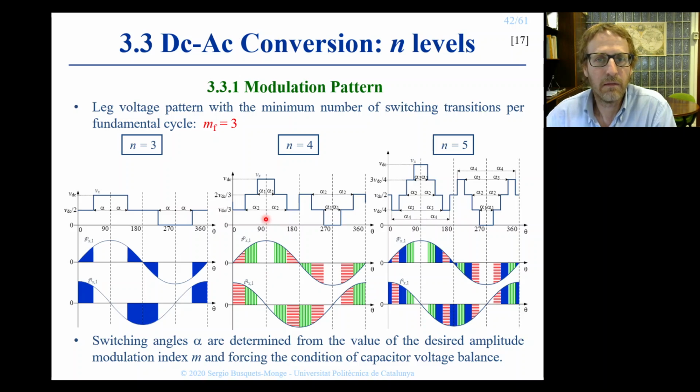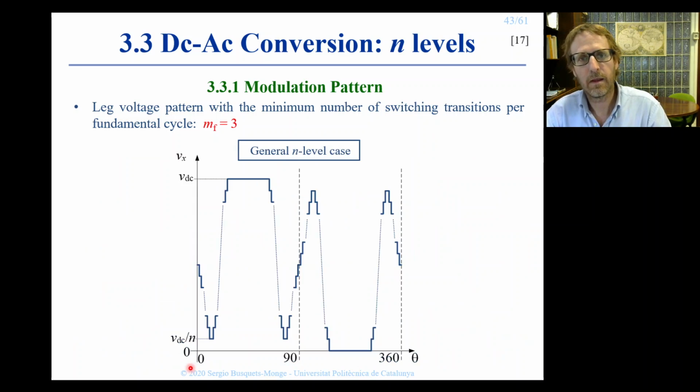And the design variables for the modulation, which are these switching angles alpha, should be selected so that these areas add up to 0. We will define these switching angles based on this, and also to force that the amplitude modulation index M is equal to the value we want. In the general N-level case, we can clearly see this zigzag in the leg voltage pattern. That again is necessary so that we can keep all capacitor voltages balanced.